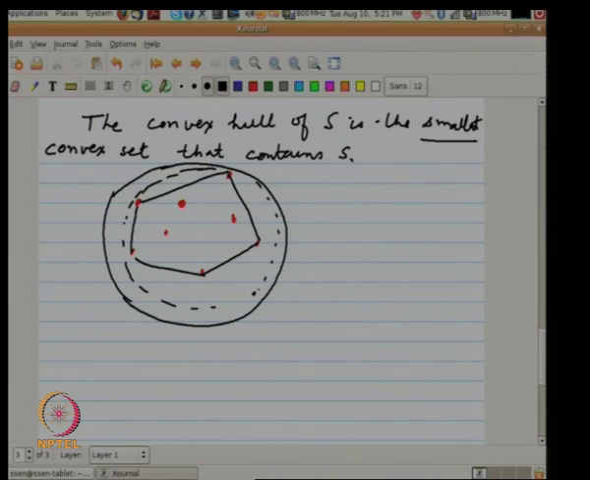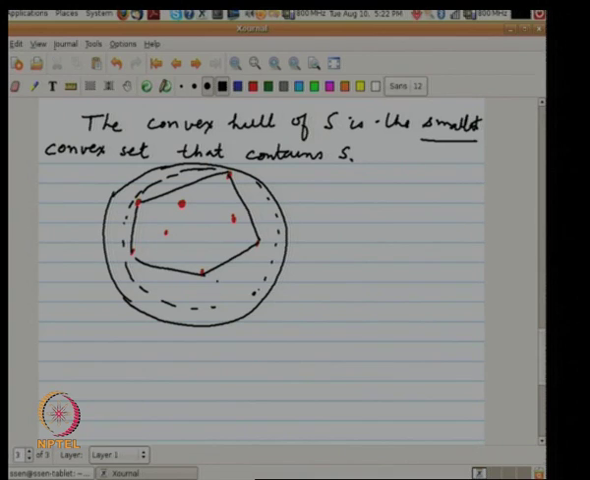So, what I have drawn right now is with straight line segments connecting some points. Okay. So, visually at least, is it clear that you cannot shrink it any further? See, it must be convex, it must contain all the points, and it must be the smallest, right.